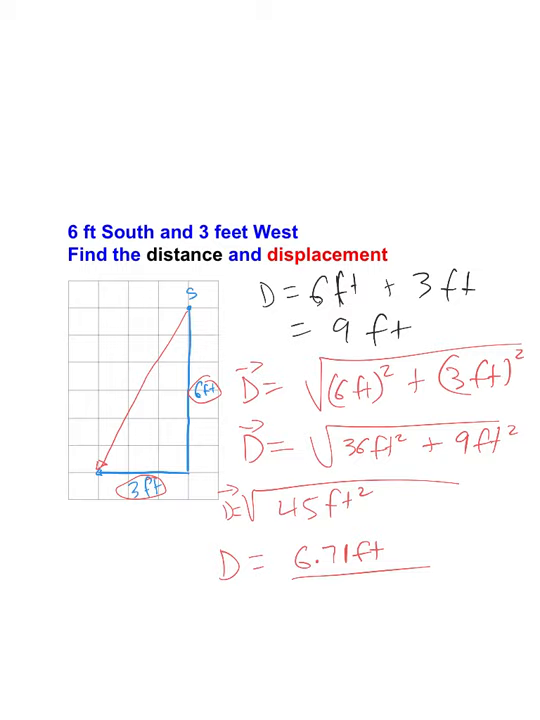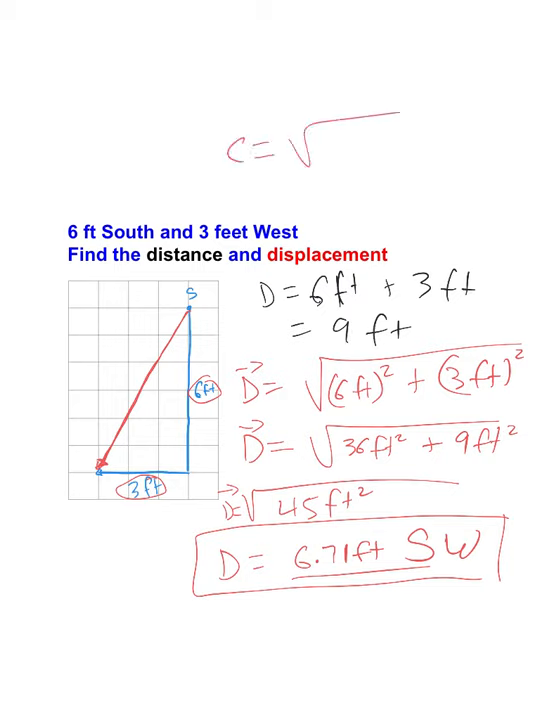And what direction is my arrow? My arrow is going down, which is south, and it's going to the left, which is west. Okay. So whenever your displacement, that means the line from the beginning to the end in one line, is diagonal, you use the Pythagorean theorem, which is c equal to the square root of a squared plus b squared. And a could be the height, and b could be the base of just that red line, okay? Just the red line.